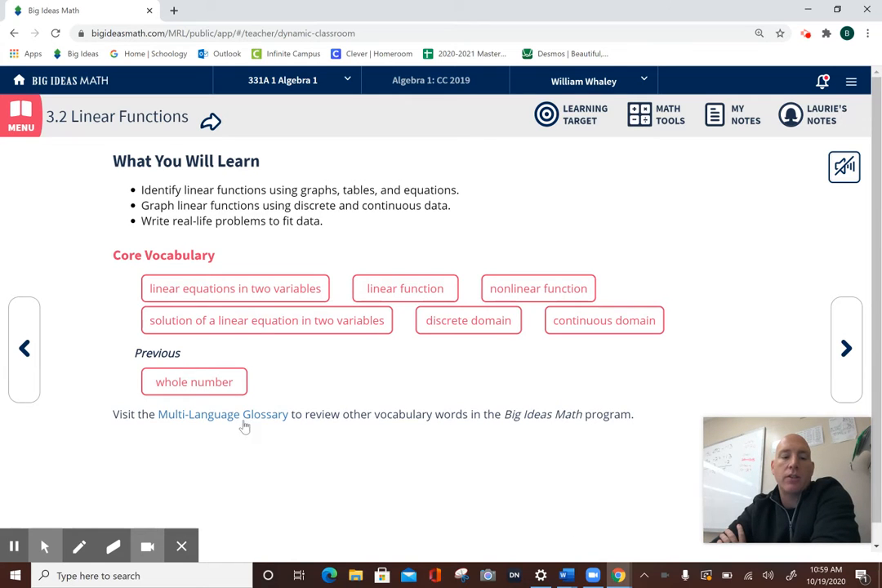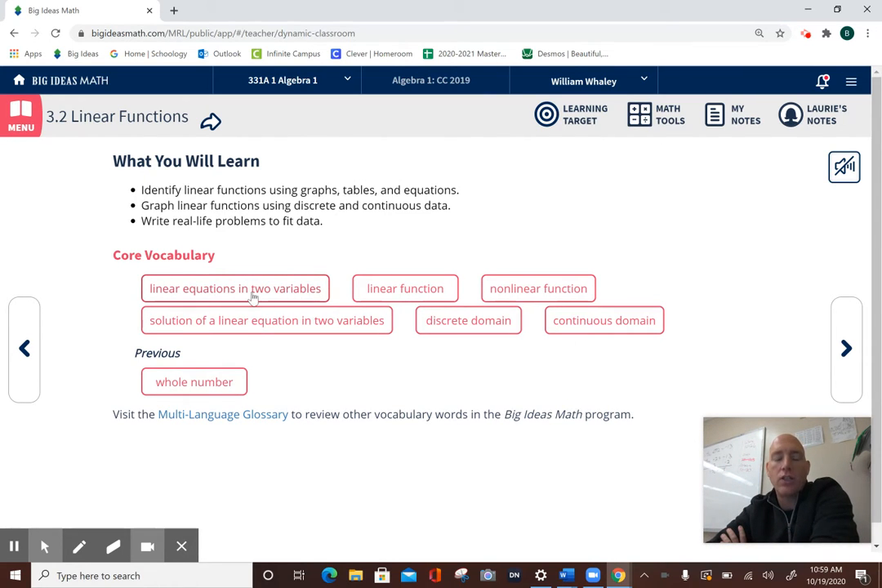So the first term you're supposed to know is whole number. That is the counting numbers and zero. So 0, 1, 2, 3, 4, 5, 6, 7, all the way up to infinity. No decimals, okay? No decimals, no fractions, just basically from 0 up on the number line. It's the tick marks. So the whole number is the tick marks on the number line. Now let's go through the rest of these.